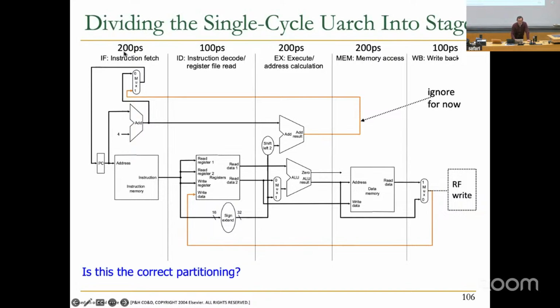basically, instruction fetch is 200 picoseconds, decode is 100. This is 200, 200, 100. Okay, right. So this 5-stage pipeline, somebody designed it. It's not a perfect design right now. We're going to build it later on in some way.